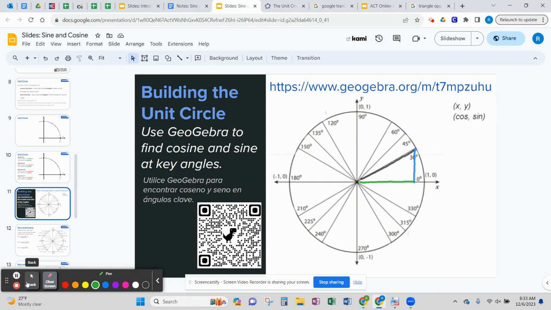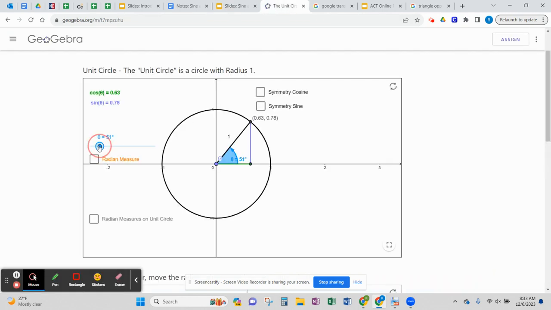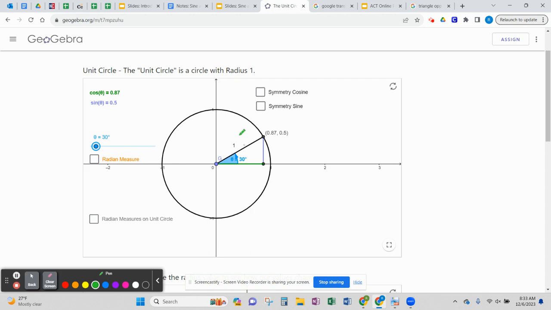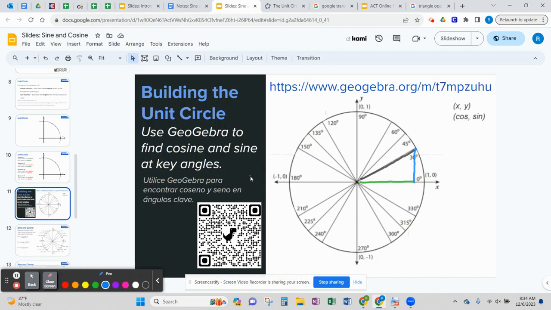So if I go to my angle 30, and we can start to use the arrows to fine tune it, we'll see that my cosine value, or my x value here, is 0.87. That's the width of my triangle, and my height of my triangle, or my sine value, is 0.5. So let's write that in exactly as we see it on our unit circle. Let's make a little point here. We know that we have 0.87 as our cosine and 0.5 as our sine.